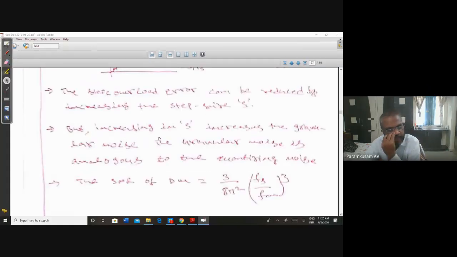But increasing the step size increases the granular noise. Granular noise is nothing special, it is just like quantizing noise. You know that the granular noise is analogous to the quantizing noise.